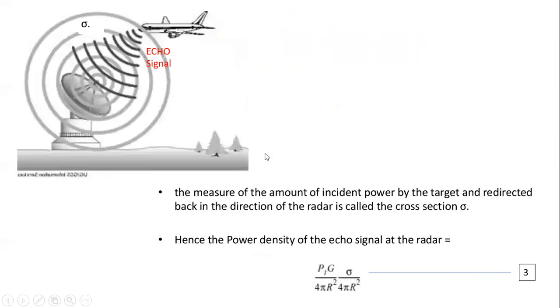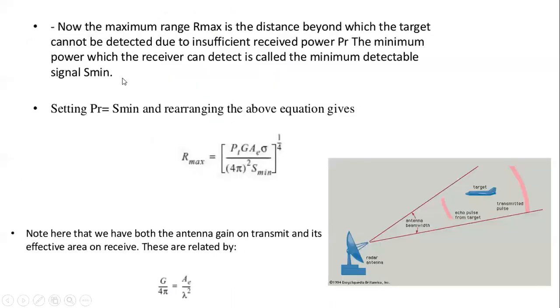Then here, sigma is basically what? Sigma is the cross-sectional area of the echo signal, right? By minimum power. So we get maximum range when all these factors have been placed in the right combination to the power of 1 by 4. And so this is one range equation. So I can say this is one equation that can be used when you are solving the problems.